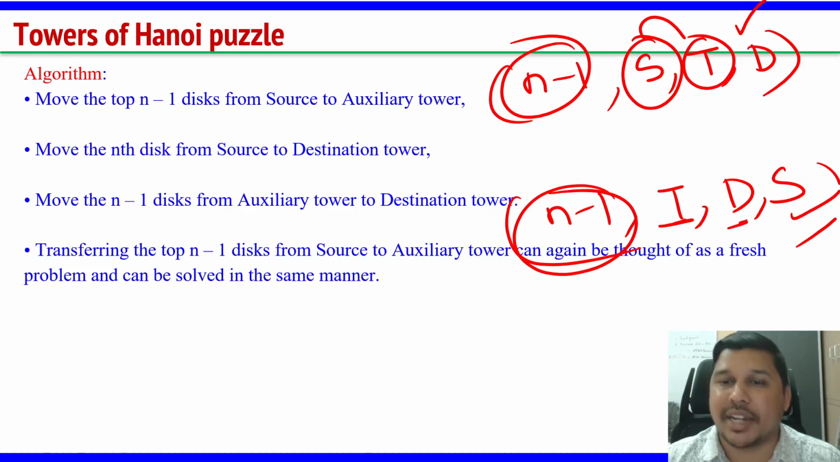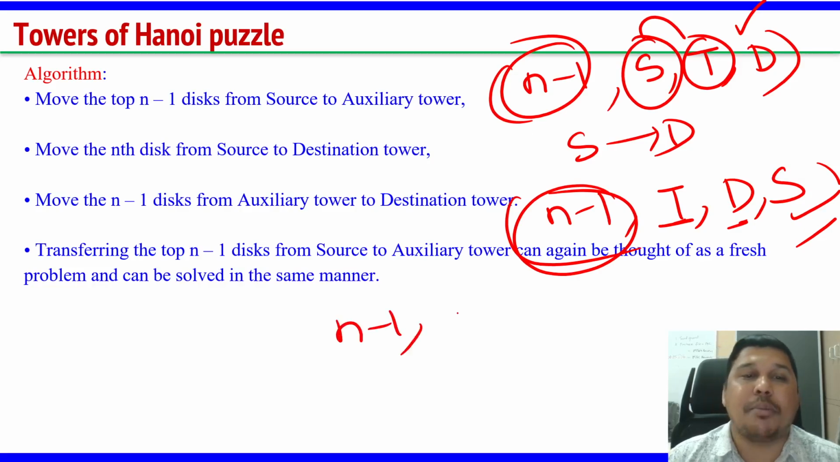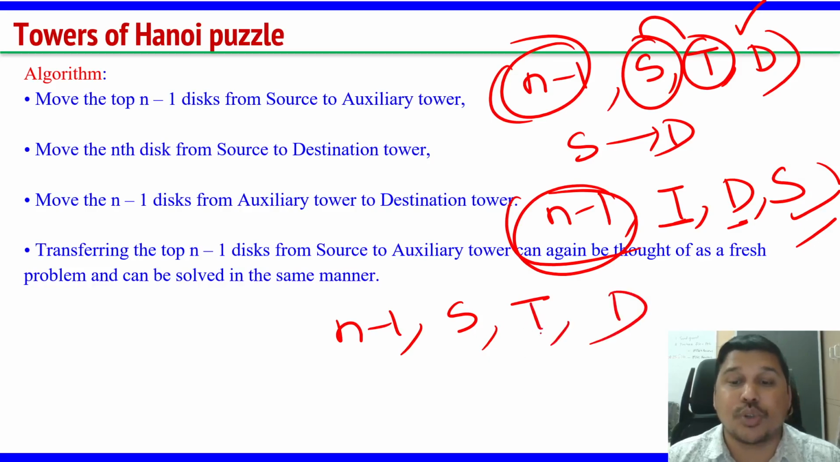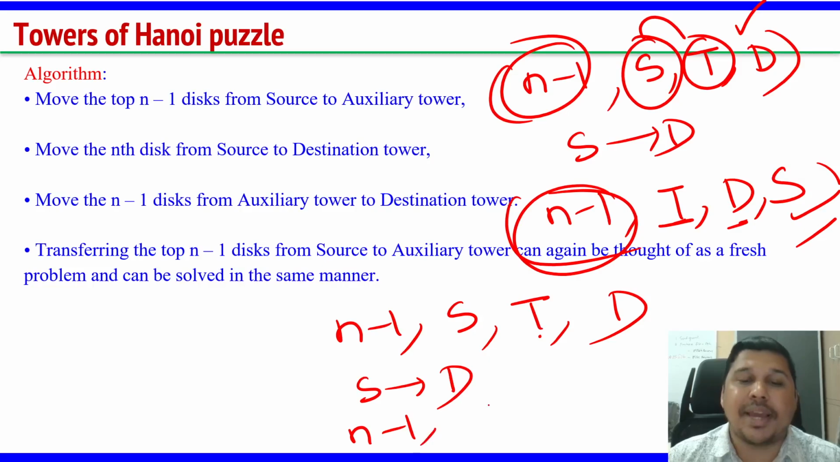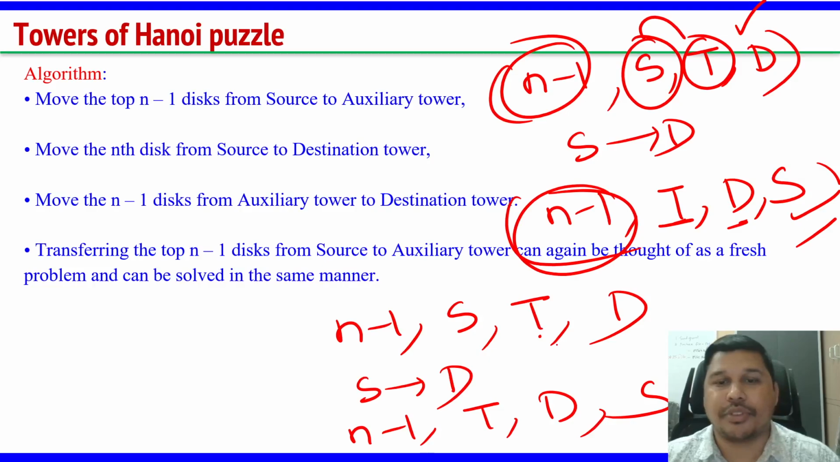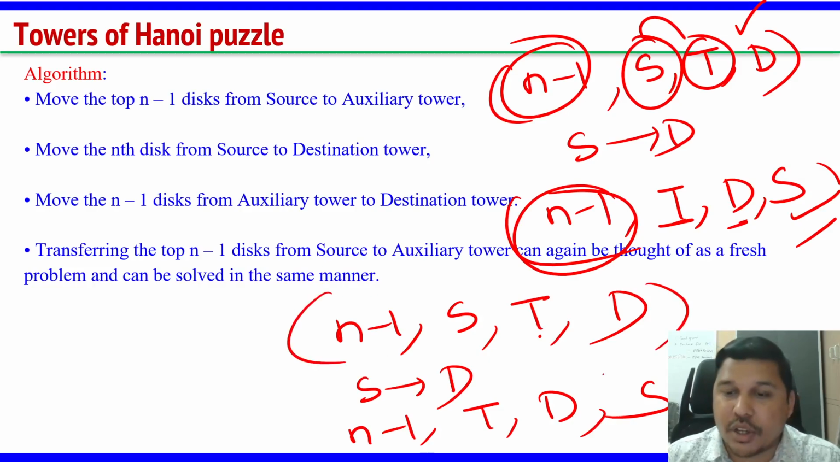Why is it a one time activity? We are just moving from source to destination. That's it. We are not using any temporary, and that too for one disk only. So we are not highlighting it, right? So if you observe, it is n minus 1 disks from source to temporary using destination. Then simply move from source to destination. Then the third step, move those n minus 1 from temporary to destination using source.